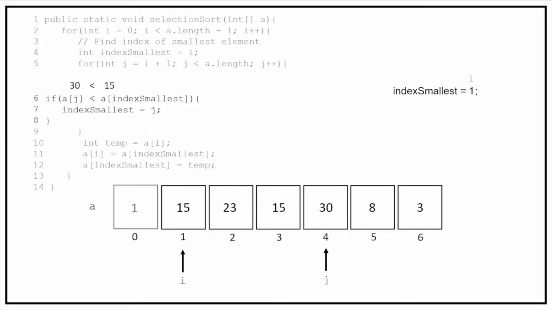Again, we have, is 30 less than 15? False. We move forward. Is 8 less than 15? True. This means we set index smallest to j, which is index 5. j increments, and now we have, is 3 less than 8?